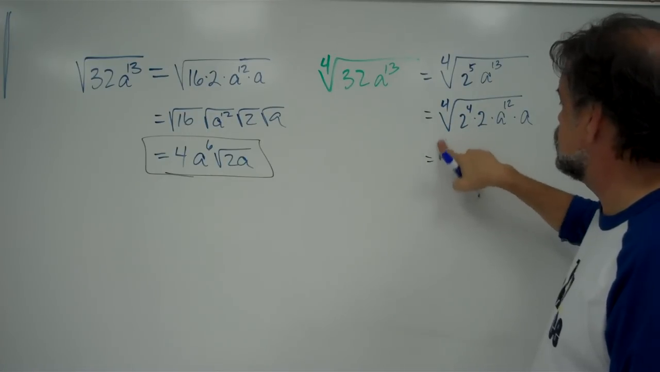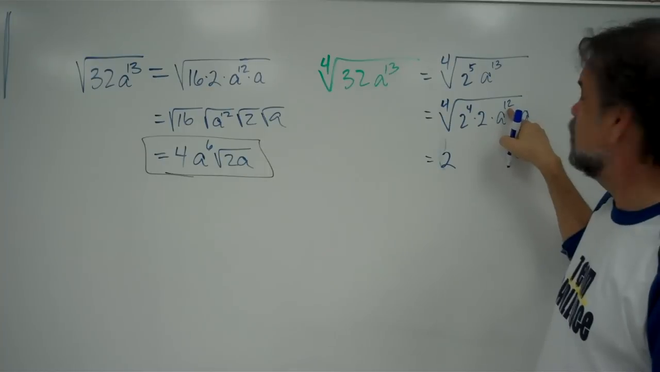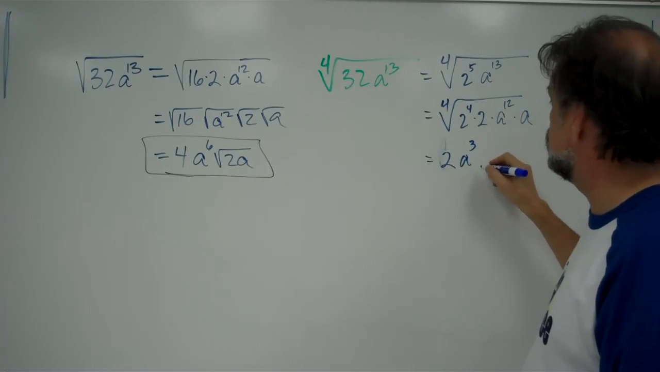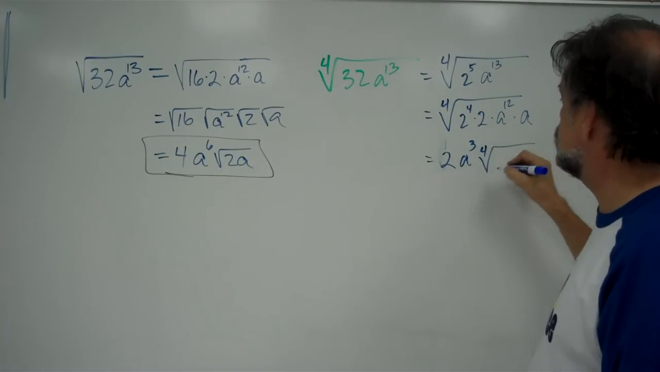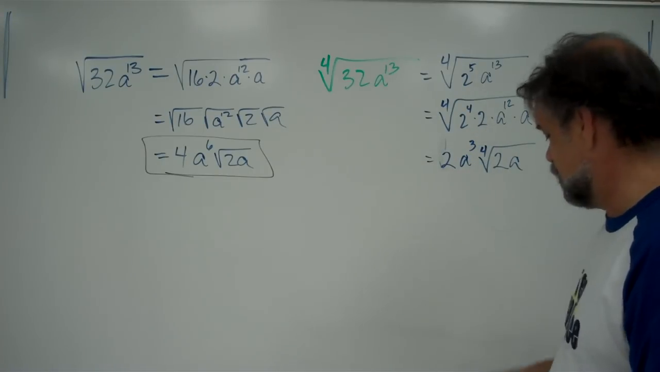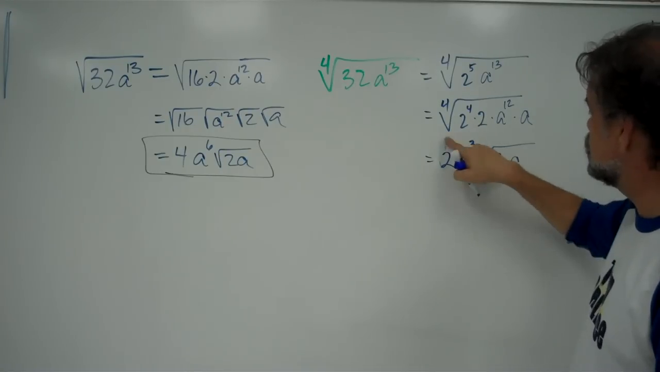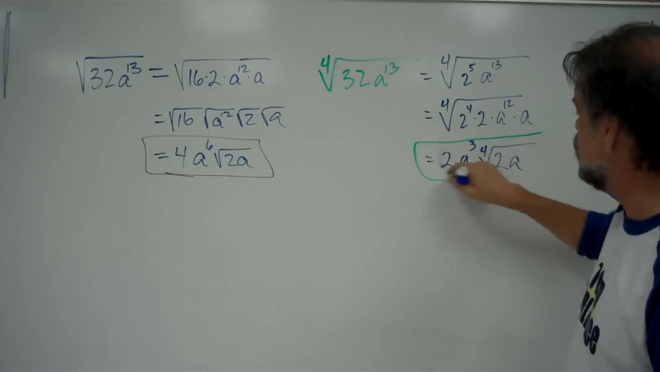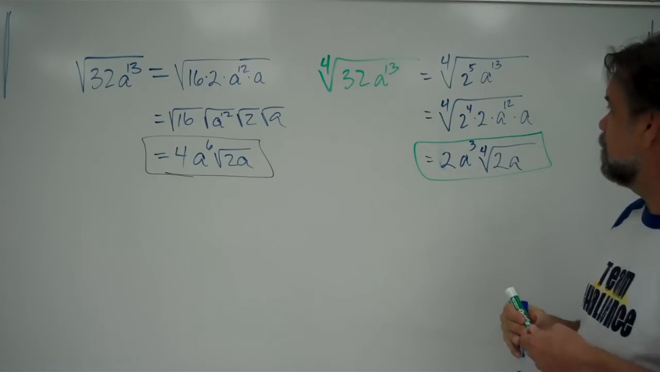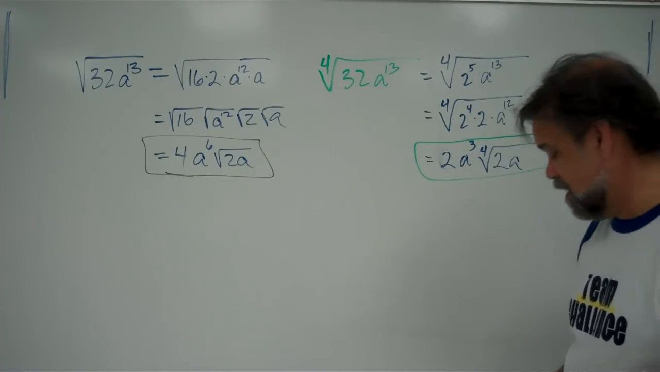Well, the fourth root of 2 to the 4th is just 2. And the fourth root of a to the 12th is, 12 divided by 4, a cubed. And then the fourth root of 2, we keep that in there, and a in there, and there's our answer. It's going to be 2 times a to the third power times the fourth root of 2a. Okay, that's a pretty weird one, but that's exactly right.